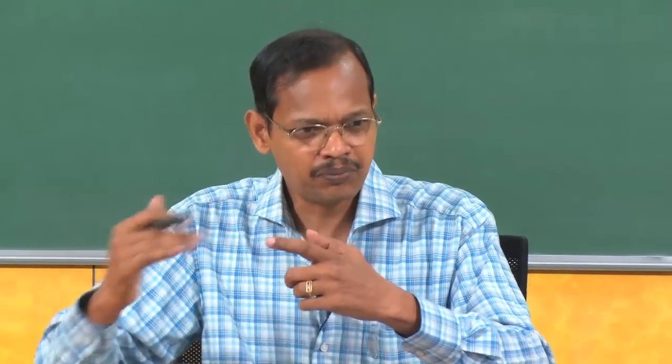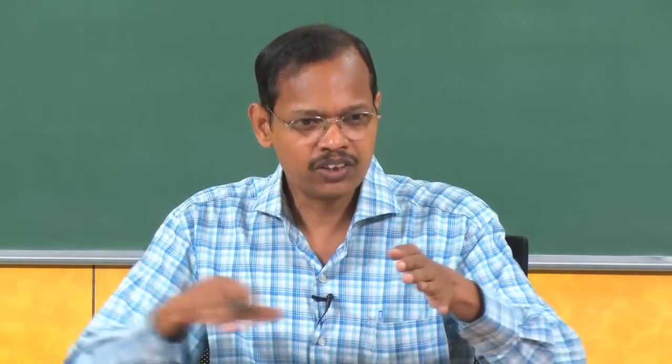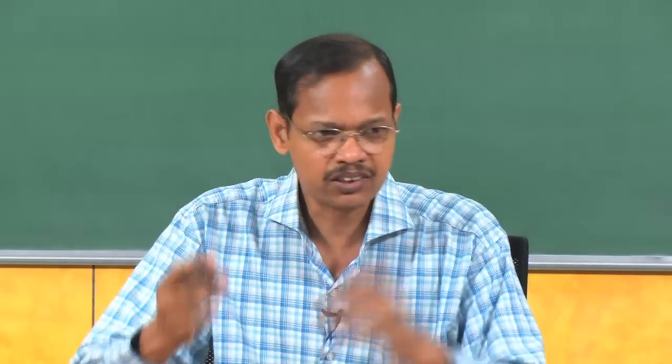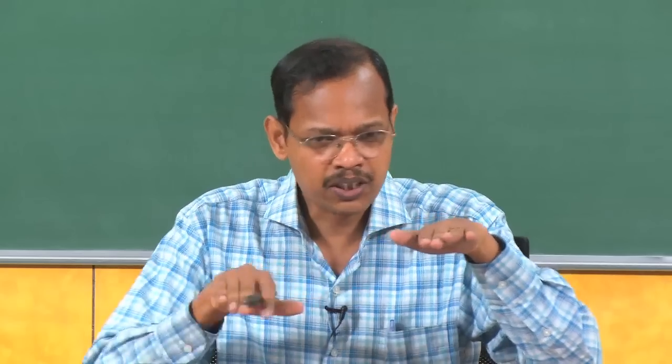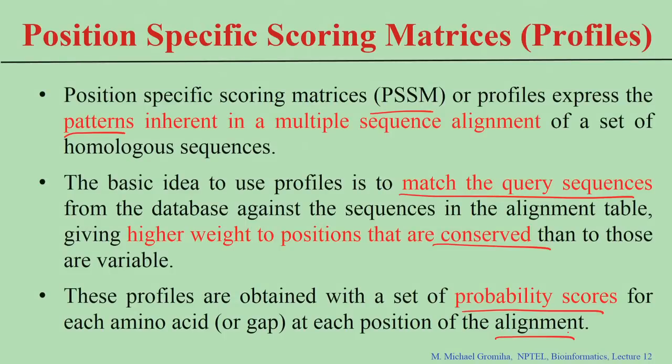Many prediction algorithms use this: they construct a matrix, then take any sequence and see what is the probability of a particular residue at a particular position. If this is the case, that can be part of a helix. We can use this matrix for many prediction algorithms. How to obtain these profiles? We can obtain these profiles with a set of probability scores, so that for each amino acid in a protein we have a probability score for a particular position in the alignment.